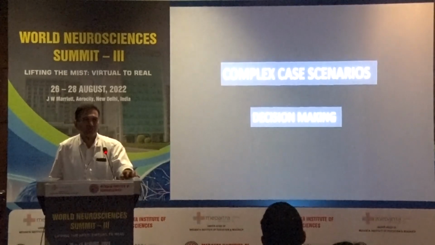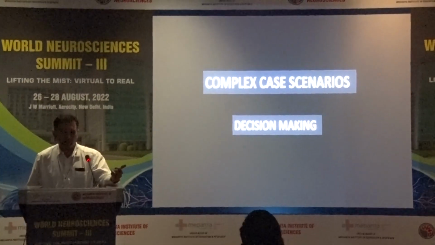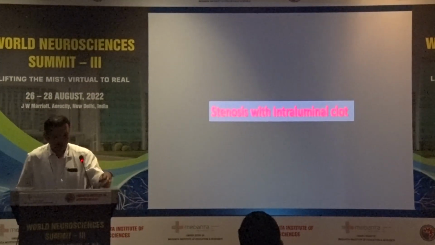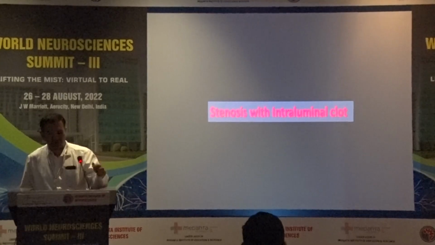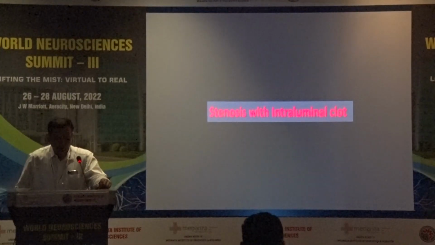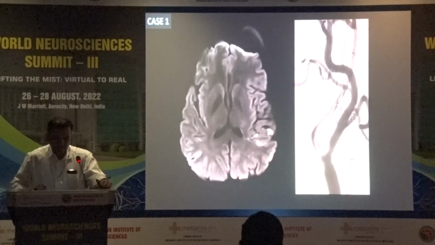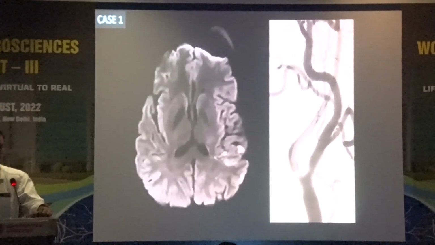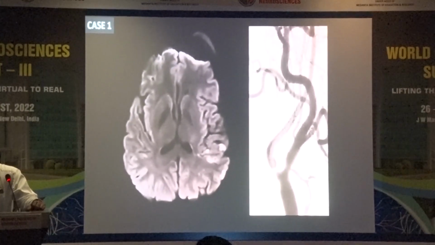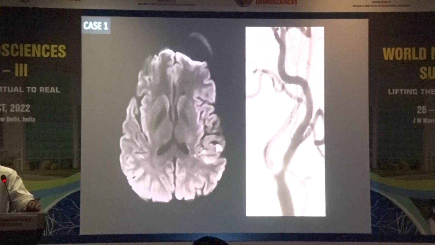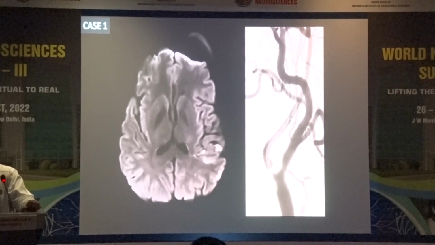Okay, so we do complex case scenarios, and that can be related to decision making, and I think we are talking about it since evening. Dr. Simar was talking about it, that there's a stenosis and then there's an intraluminal clot. So patient had a small stroke, patient had a tight stenosis, and also there is a floating clot. Now what should we do?